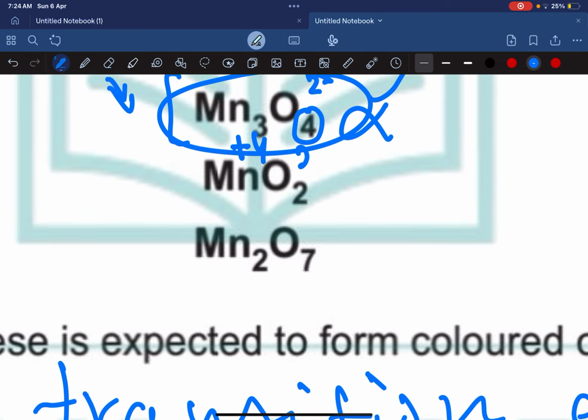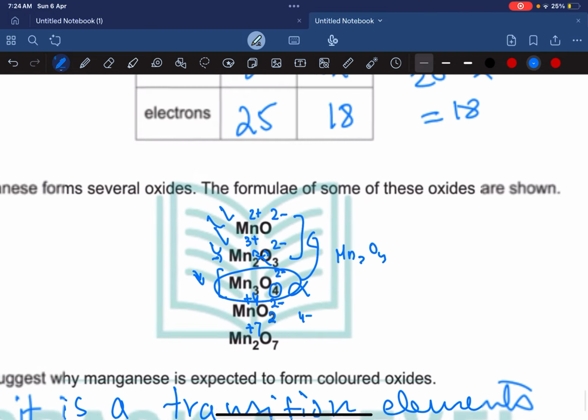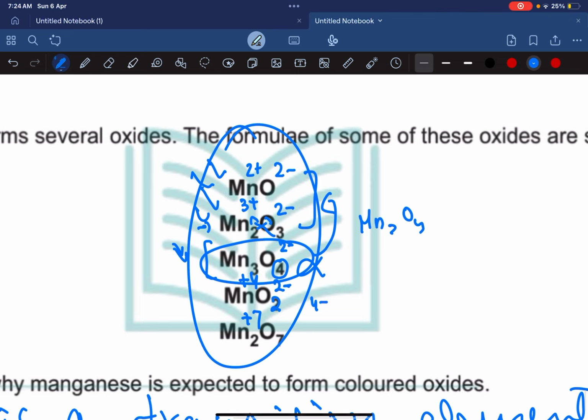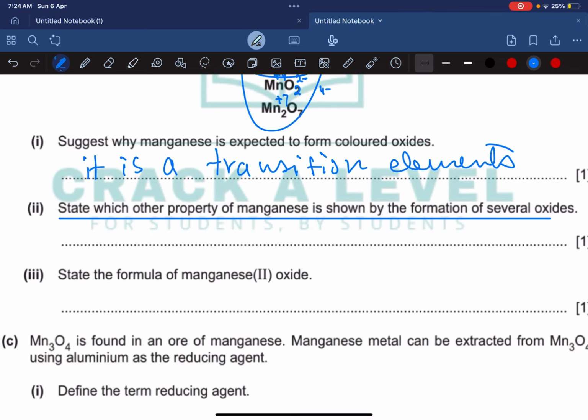For this it's going to be +4 for manganese. Why? Because oxygen is 2 negative, there are 2 oxygens, so a total of 4 negative, and here it is +4. And it is going to be +7 for manganese. Okay, so these are the oxidation numbers of manganese and they are variable. Why are they variable? Because it is a transition element.